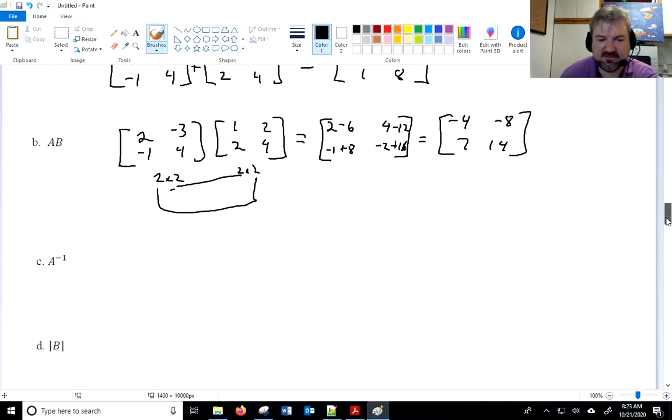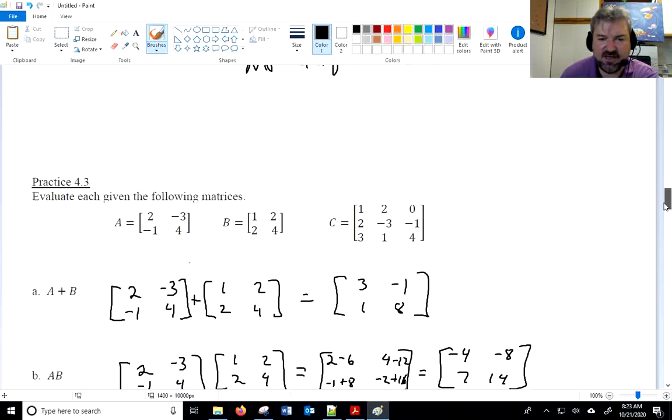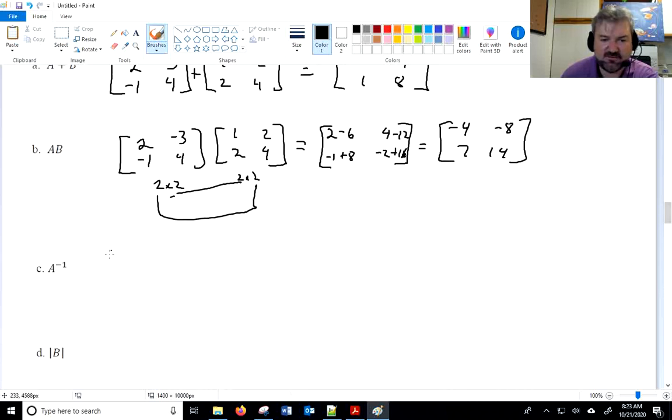All right, let's take a look at A inverse. A is 2, negative 3, negative 1, 4. To find the inverse, I need the determinant. That would be 8 minus 3, which is 5. So my determinant is 1/5.